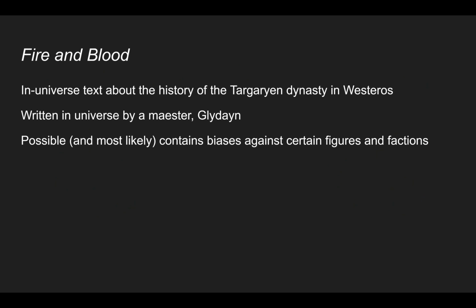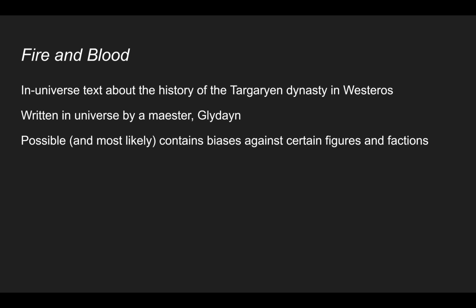So to quickly give a recap, like I said, the book Fire and Blood is an in-universe text that is meant to be a history of the Targaryen dynasty. So rather than being an out-of-world text where everything is objective, this is being written by a character in the universe, and potentially one of our characters in the main A Song of Ice and Fire narrative could pick up and read the same book that we have.